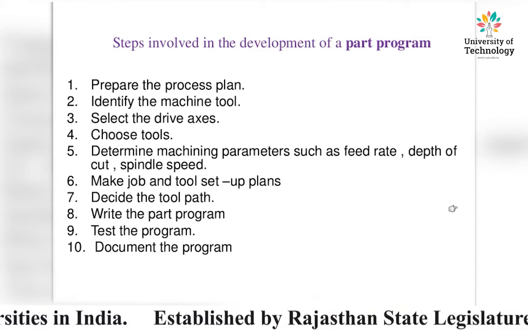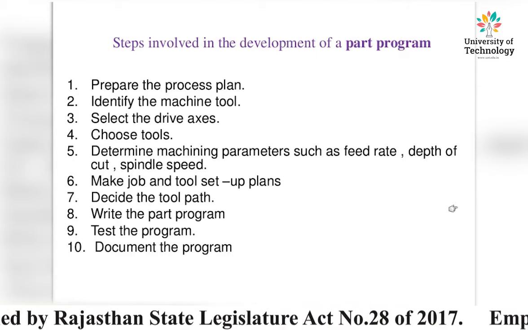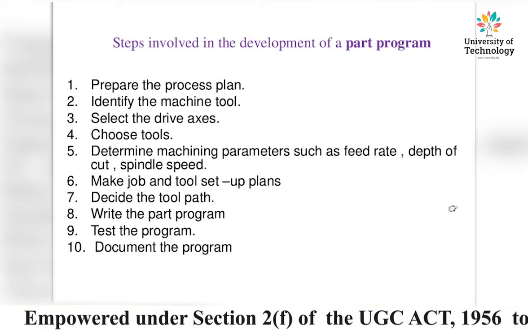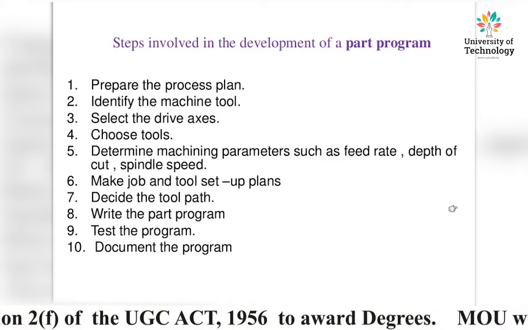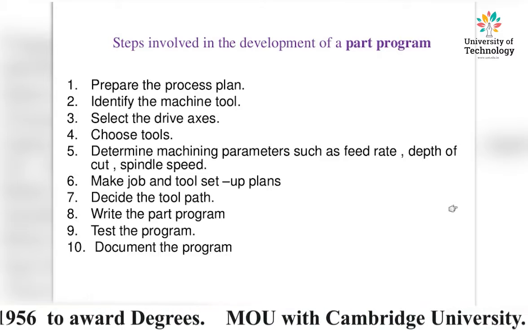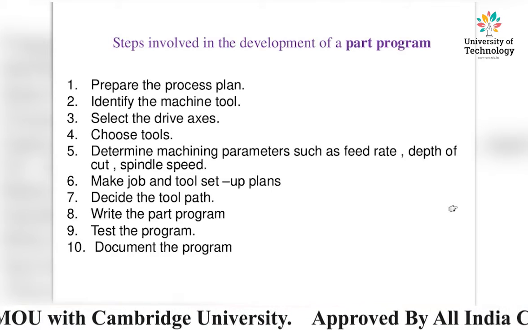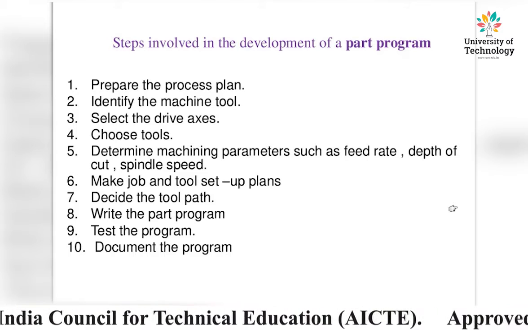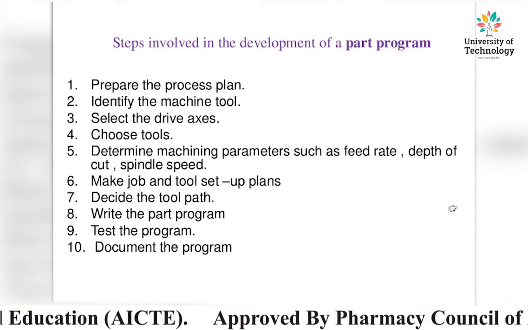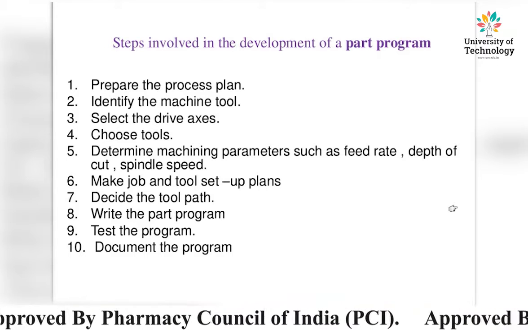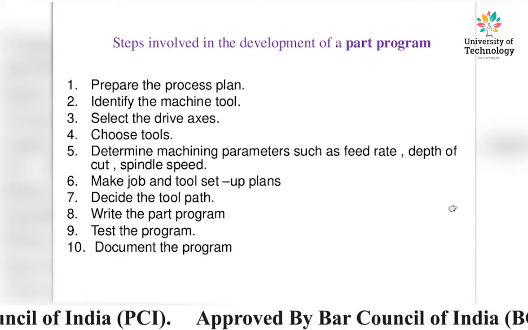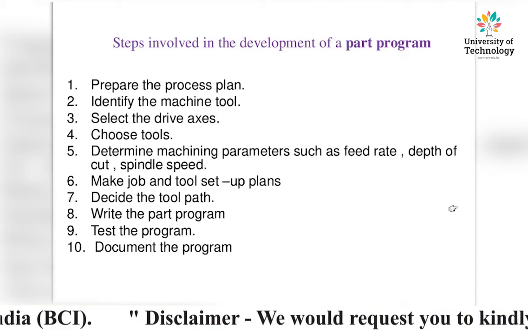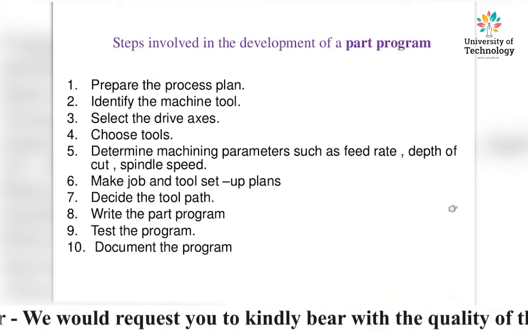Now the various steps involved in the development of a part program in NC systems. We can see here, one by one, the steps for developing a part program in NC systems. The first step is to prepare the process plan for the program, and the second step is to identify the machine tool for the particular plan. The third is to select the drive axis, and the fourth is to choose the tool for completing the particular operation. The fifth step is to determine machining parameters such as feed rate, depth of cut, spindle speed, etc.